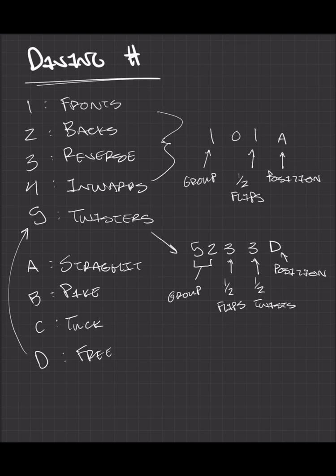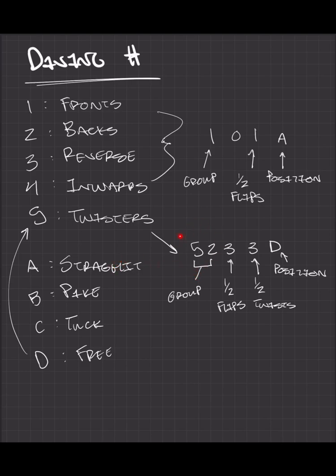So once again, just a little overview. You have your fronts, backs, reverses, inwards, twisters for your groups. And then you have your straight, pike, tuck, and free for your positions. And then over here for these first 4, they will always be 3 numbers. Your first one is telling you your group number. And then your next number is telling you your number of half flips. And then your letter is telling you your position.